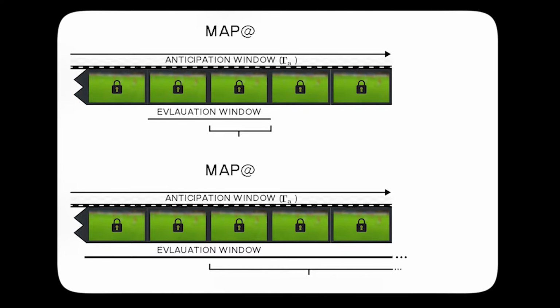Evaluation balances getting the action right and getting the time right. We care about what you foresee and how precisely you foresee it. This year emphasizes temporal precision under real broadcast conditions: camera cuts, zooms, and changing rhythms. Robust models embrace uncertainty without losing decisiveness.